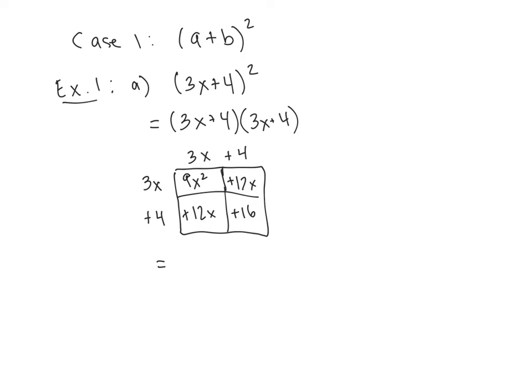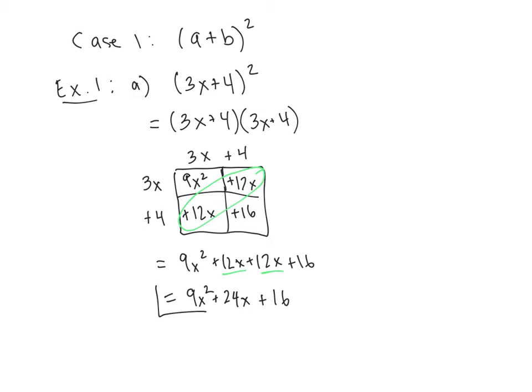And then when I go to add up those boxes, I get 9x squared plus 12x plus 12x plus 16. And again, on that diagonal, that's going to combine my like term. 12 and 12 makes 24x. So I get 9x squared plus 24x plus 16. So it really ends up being the same question, just I have to rewrite it as a multiplying problem instead of a squared problem.